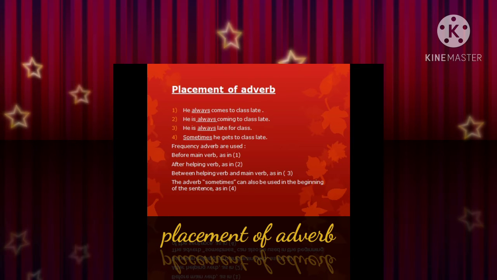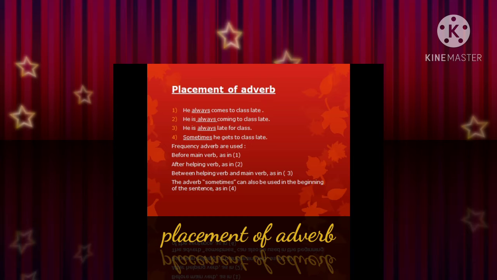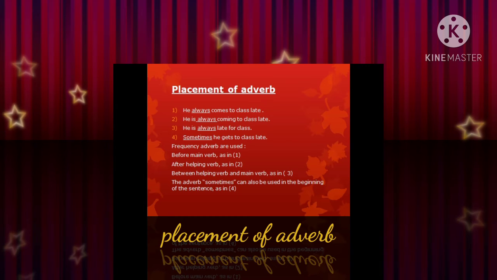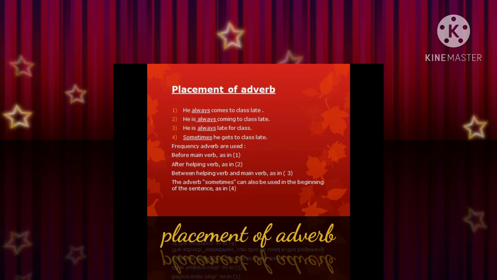In the third sentence, between the helping verb and main verb, he is always late for class. Is is a helping verb, okay, and late is the main word. So you can also use it between a helping verb and main verb. Okay, the adverb sometimes can also be used in the beginning of the sentence.